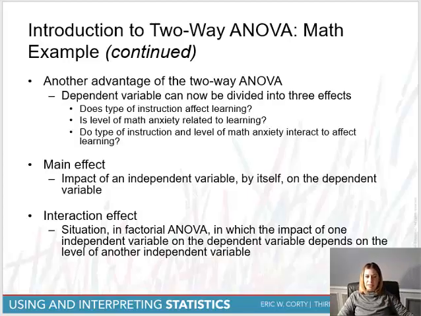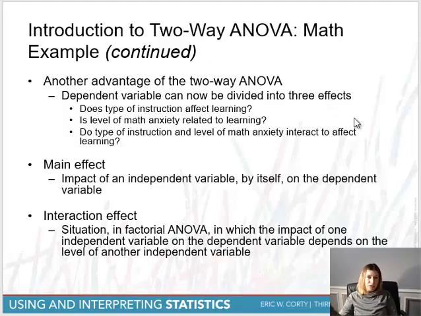In this analysis, we're dividing the impact of each independent variable on the dependent variable, and also looking at the impact of the combined independent variables on the dependent variable. So in this example, we're looking at 3 effects in one study. We're doing 3 analyses in one, so we're getting a big bang for your buck. The dependent variable can now be divided into 3 effects.